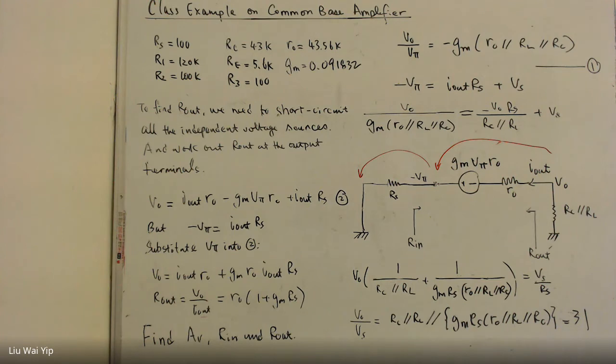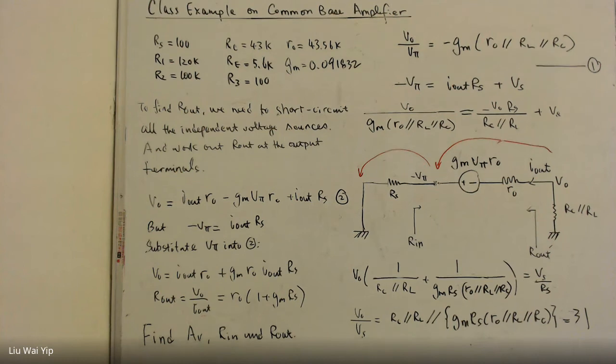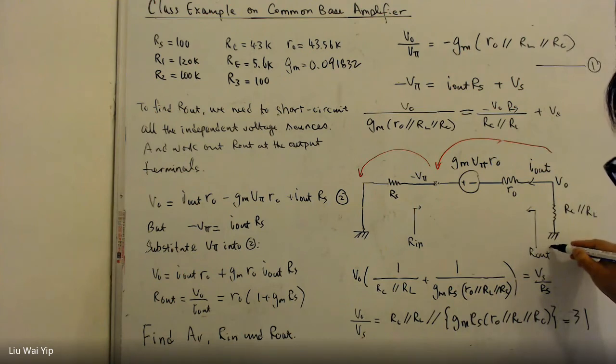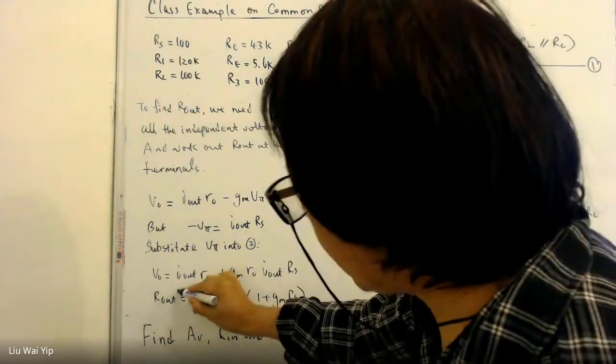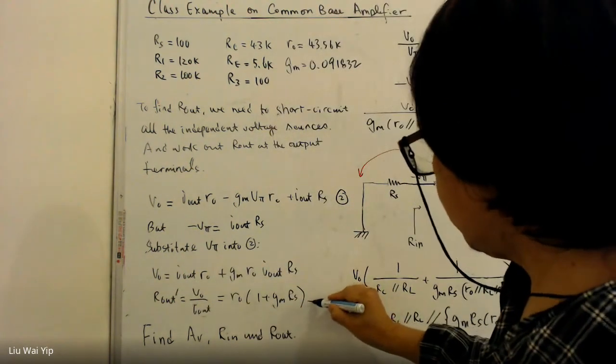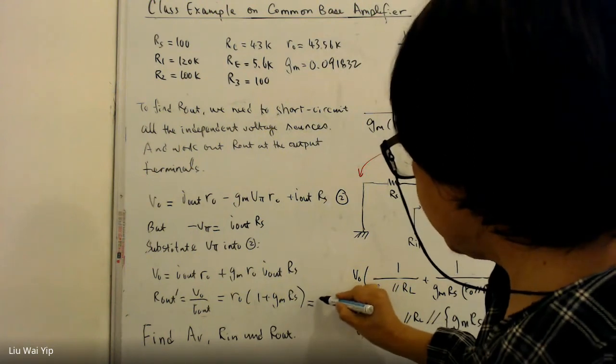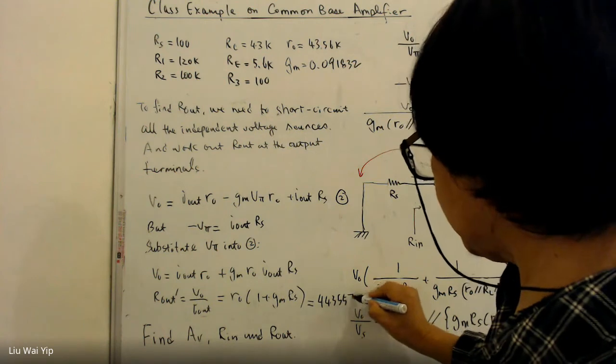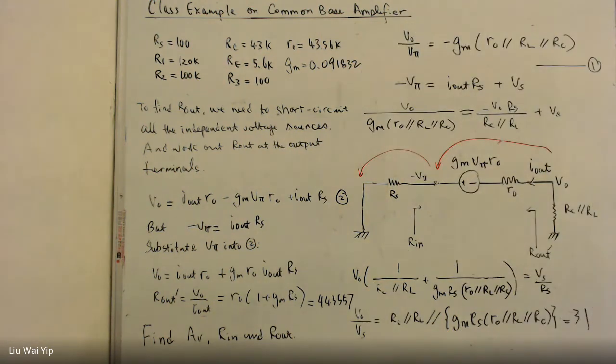is 443.557. So the value here, I tell you what, I have to add a point here, yeah, it is 443K. So this is a big value.